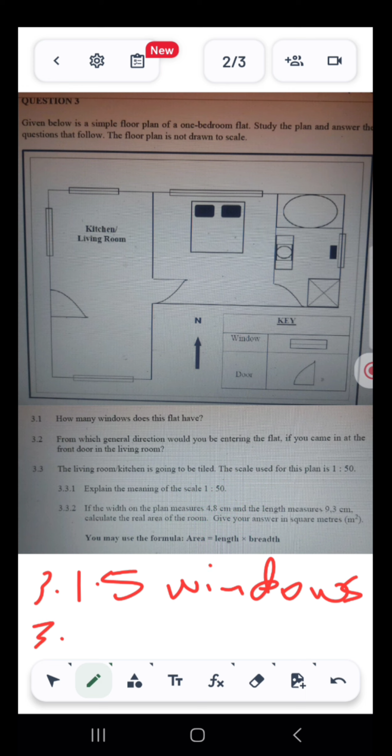Question 3.2 says, from which general direction would you be entering the flat if you came in at the front door in the living room? Okay, now here is the living room and the front door on the diagram. So if this side is north, this is south. If this is east, this is west. So it means the general direction of entry is from the east.